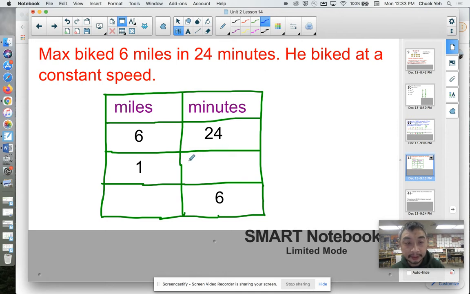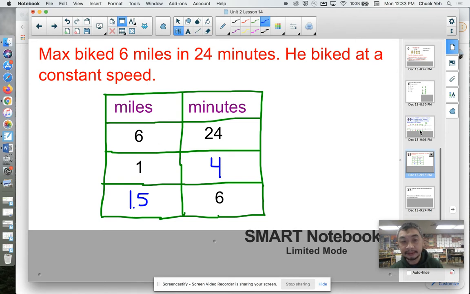All right. Well, this is always kind of like the easier one. So this is 4. So he bikes 1 mile every 4 minutes. And then this one here. Did you put 1.5? Right? 6 times 6 divided by 24 is 1.5. So in 6 minutes, he travels 1.5 miles. All right? Just remember to cross multiply and divide.